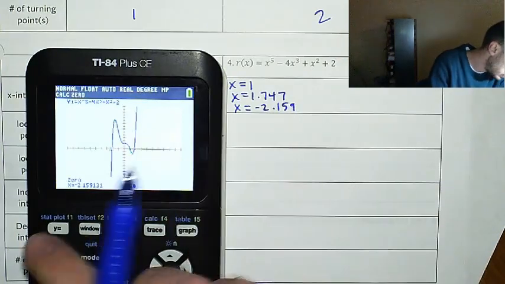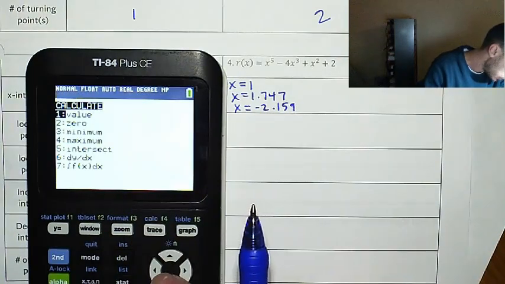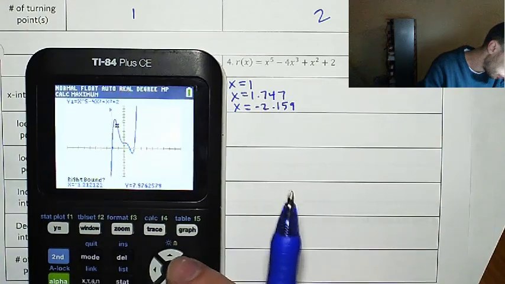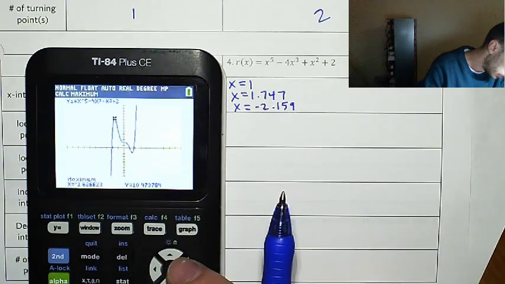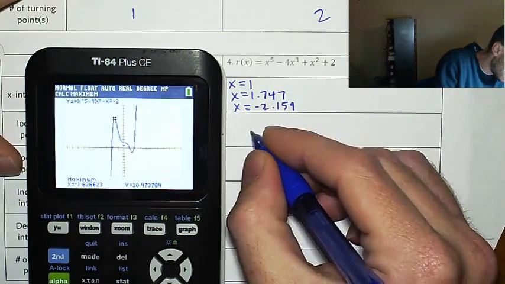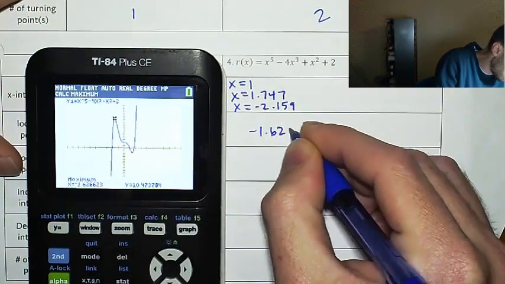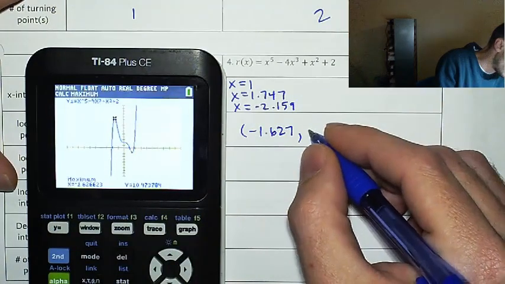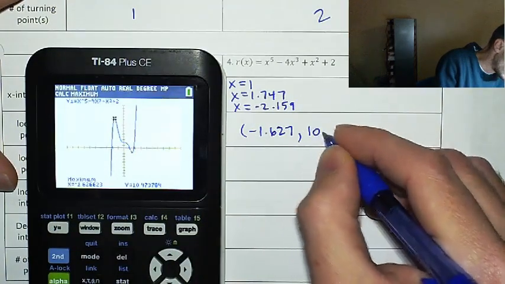There's a maximum right here, so I'm going to calculate a maximum. That's to the left of the maximum, and that's to the right of it. And then I get -1.626, or -1.627. And also 10.474.